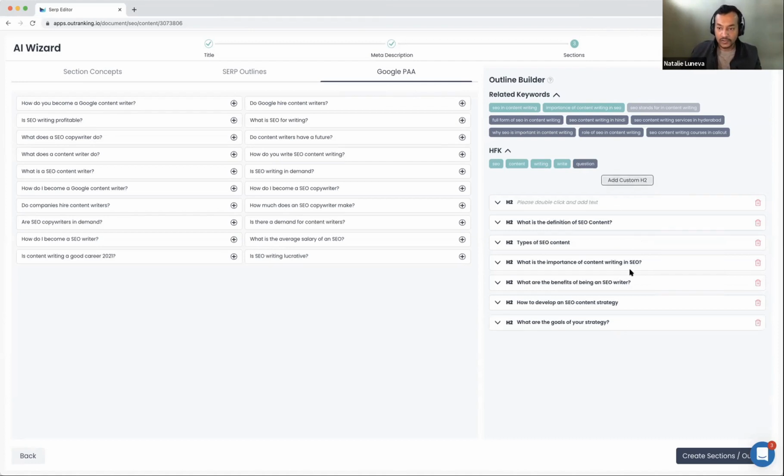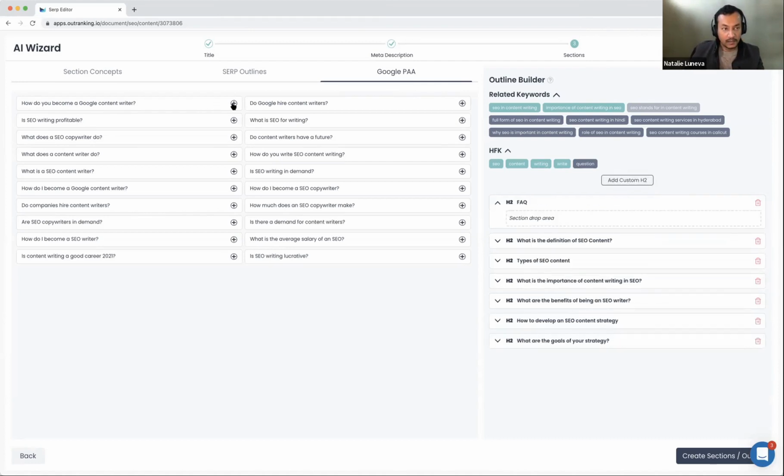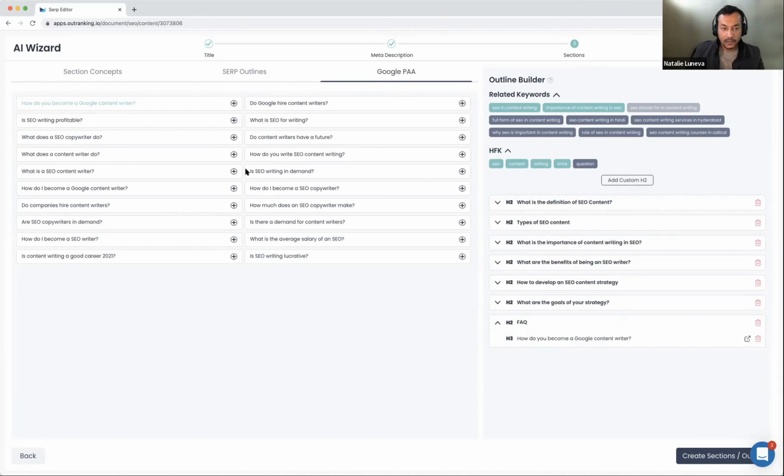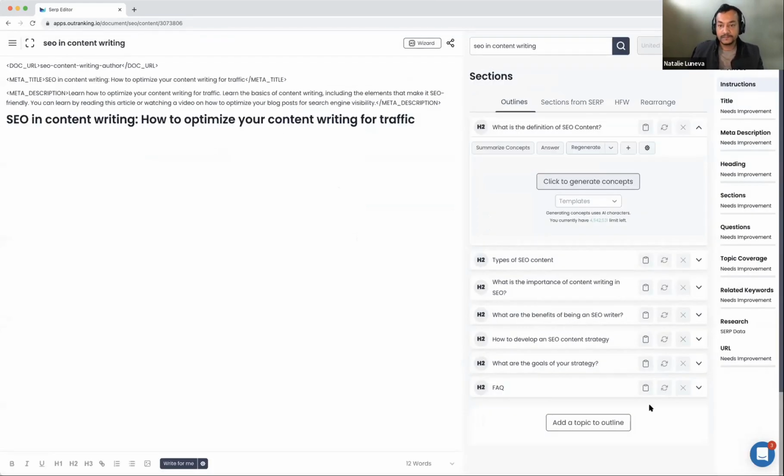So I could also do this, and then let's add that. And you can start clubbing them and creating that hierarchy. Okay, so this was a process of creating an outline. And once you have that outline, you can go ahead and click on Create Sections Outline.